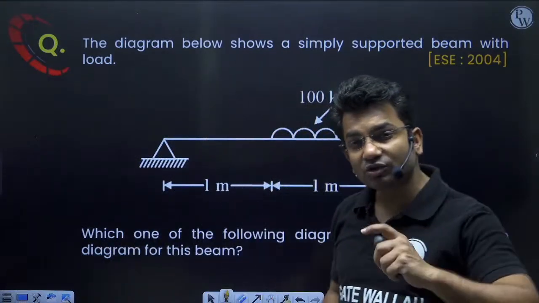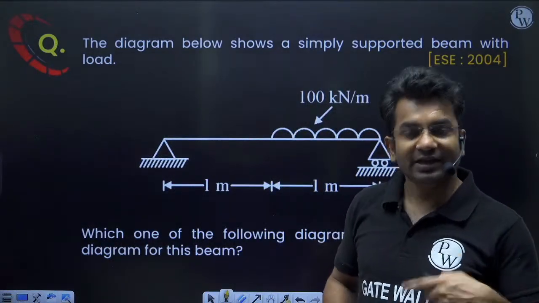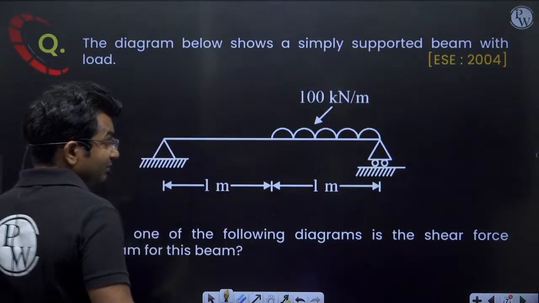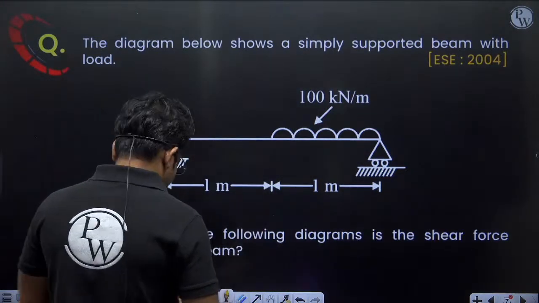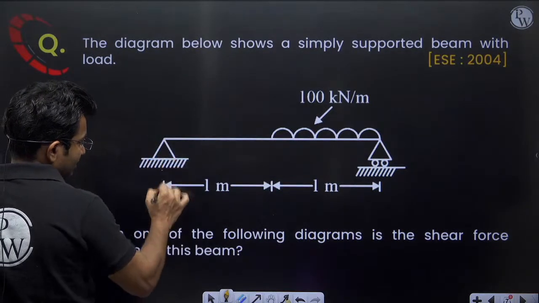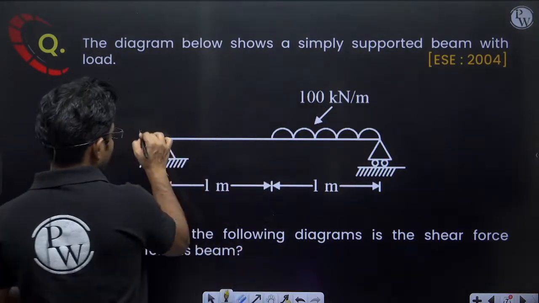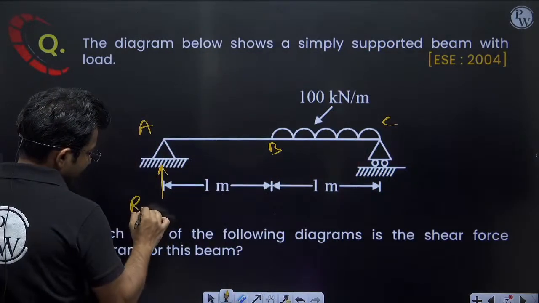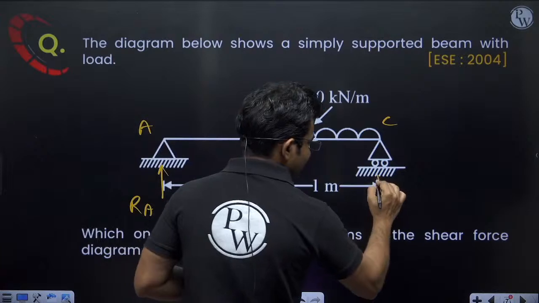Let us first draw the shear force diagram ourselves, and then we will look at the options. How will we draw the shear force diagram? First of all, we have to find out the support reactions. Let us say this point is A, this point is B, this point is C. So support reactions RA and RC we have to find out.